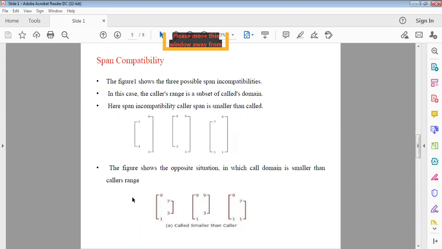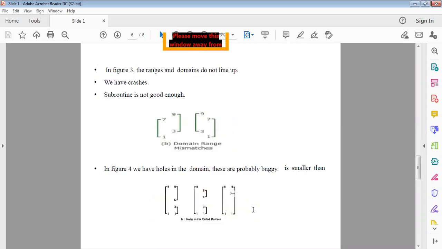The next figure shows the opposite situation, in which the called domain is smaller than the caller domain. Here it is the reverse of the process you saw in the previous one. Called domain is a subset of caller domain. So 1 to 9 is the range of the caller, 3 to 7 is the range of the called. Then called is a subset of caller. Like this, these three examples are represented. So this is again another incompatibility.